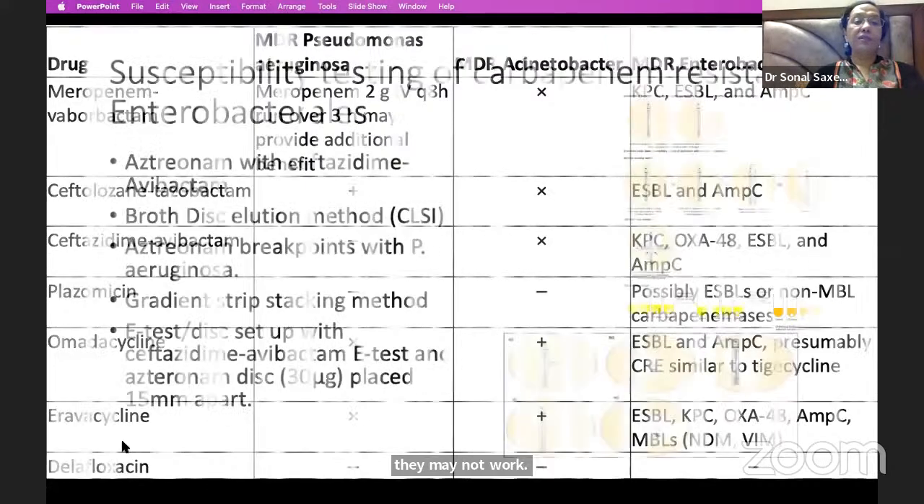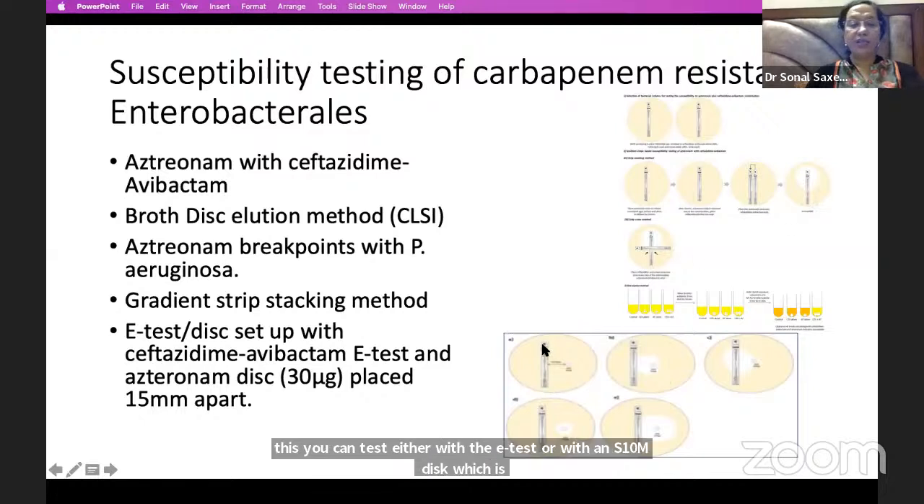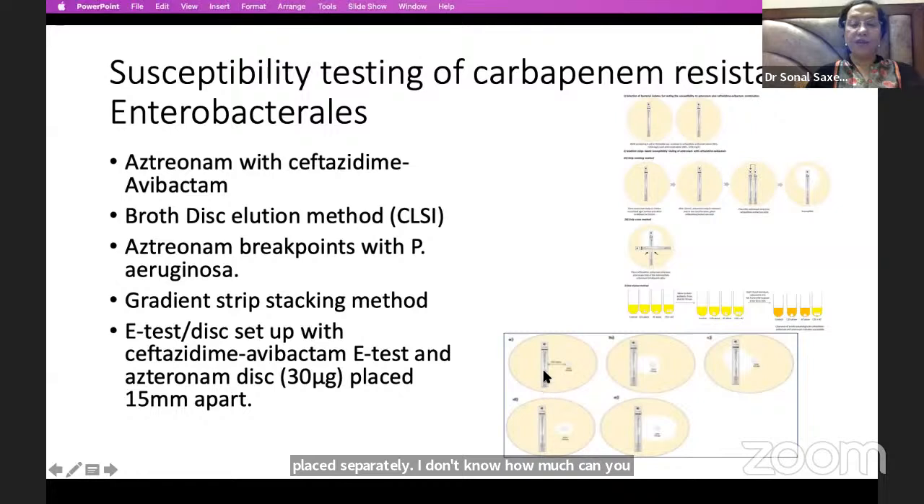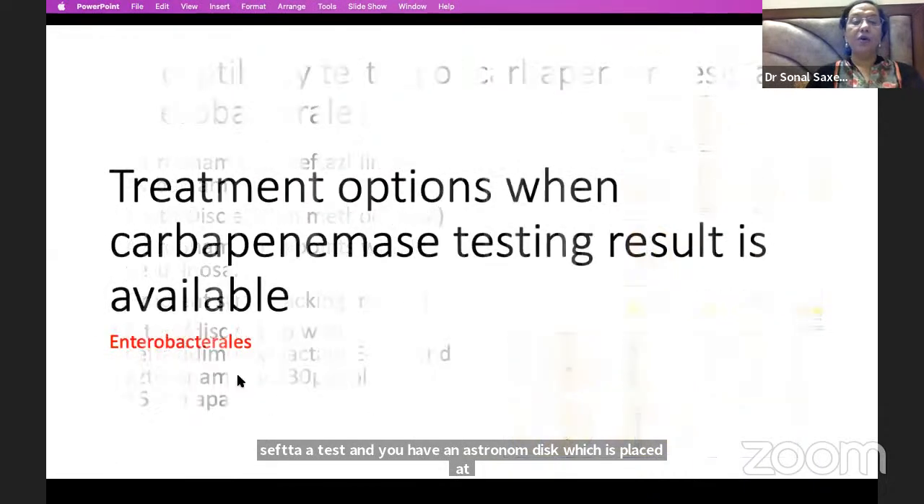So I'll skip this. It's similar to that. And when we're looking for this, as I said, you can do a broth disc elution method, which is mentioned in the CLSI guidelines for 2023-24, and aztreonam breakpoints can work with Pseudomonas aeruginosa. You can test this either with an E-test or with an aztreonam disc which is placed separately. I don't know how much you can appreciate this. Actually, it's an E-test which has the CEFTA AV E-test, and you have an aztreonam disc which is placed 15 millimeters away from this E-test, and this is how it gives you the result.